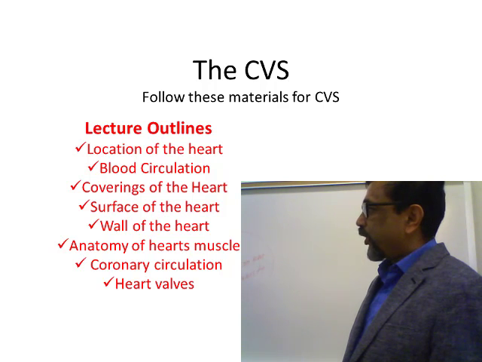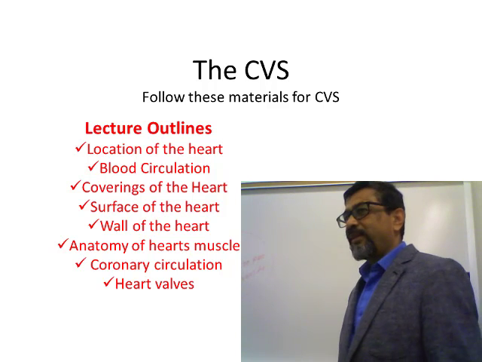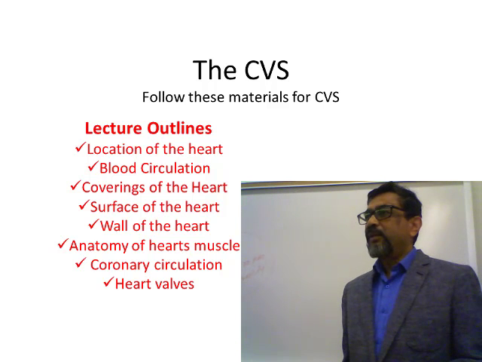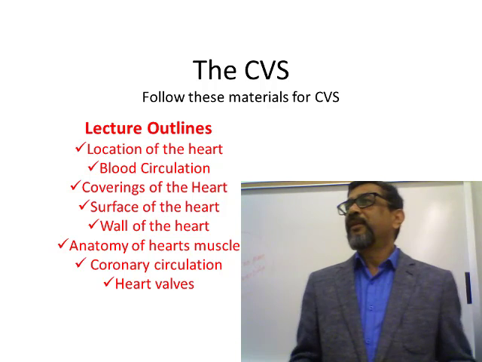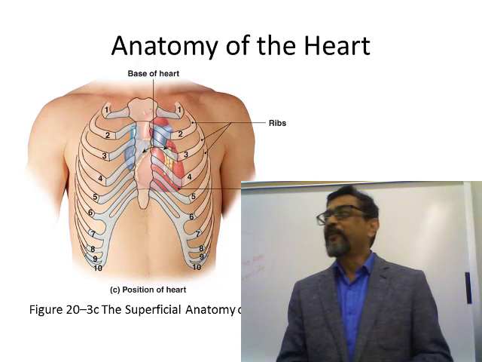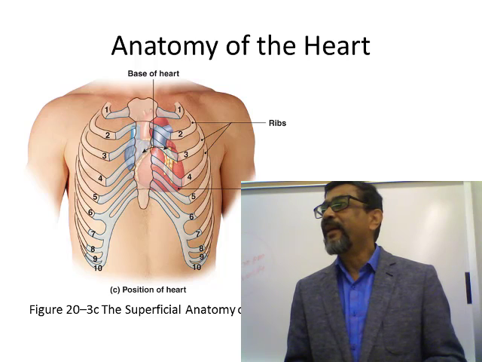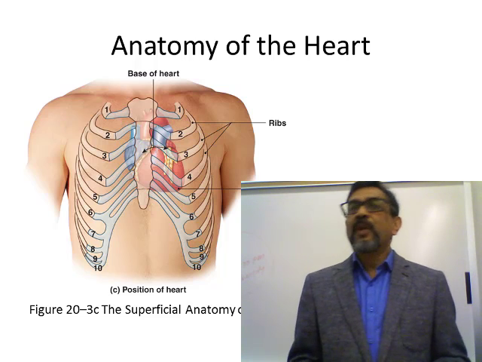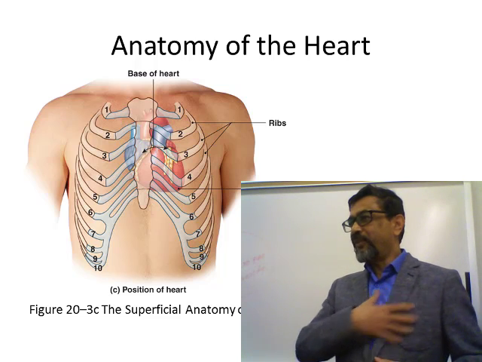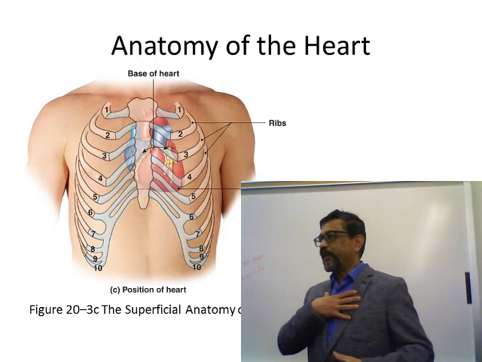First, the location. Heart, a conical shaped organ. The shape is conical, cone shaped. That means it has a pointed end, right? Located in the thoracic cavity. This is your thoracic cavity, located inside the thoracic cavity, and mostly in the left side of the thoracic cavity.